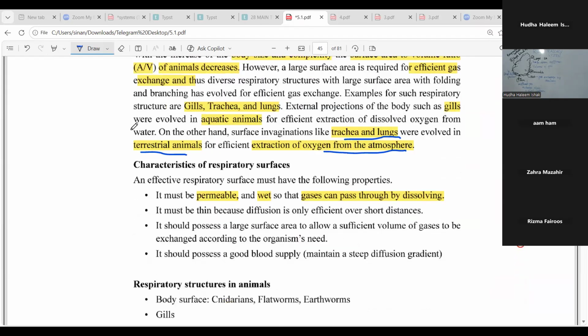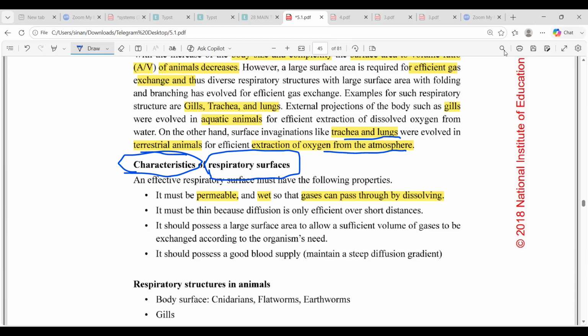So these four are the main characteristics of respiratory surfaces. Remember, these are characteristic of respiratory surfaces in general, not the human respiratory surfaces. This is common for all respiratory surfaces. It must be permeable and also wet, so that gases can pass through by dissolving.